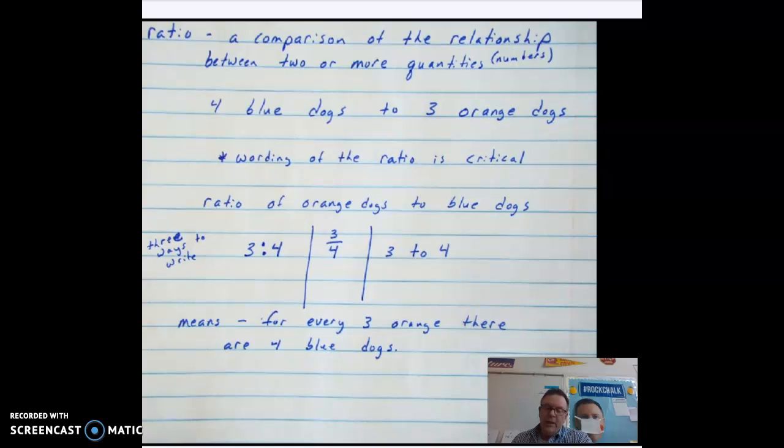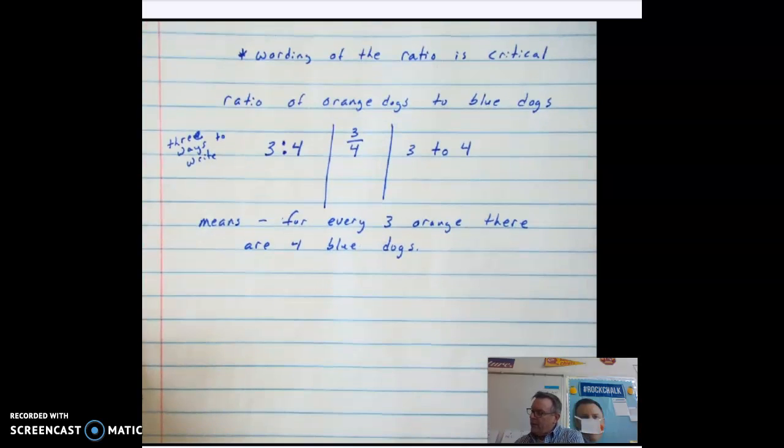Think about it this way. If you like to cook and you have a recipe and it serves 4 people, but you're not having 4 people come over, you're going to have 40 people come over, but you want it to taste the exact same, then you have to keep the ratio of your ingredients the same. So if you make it for 4 people or 40 people, it should taste the exact same.